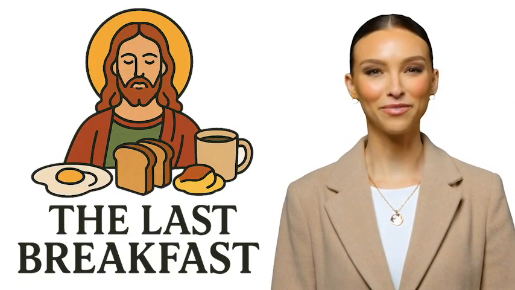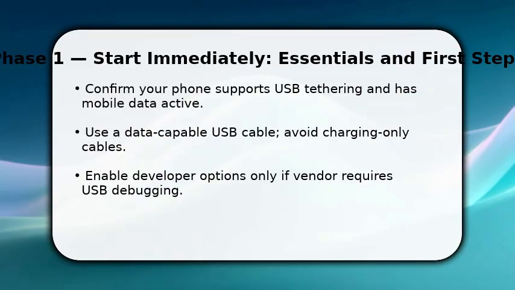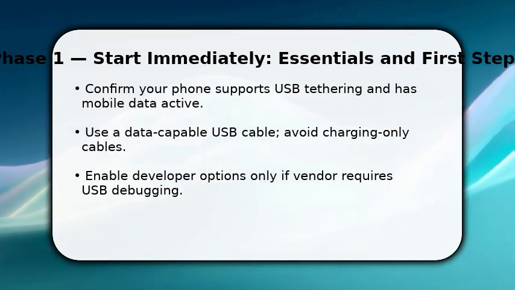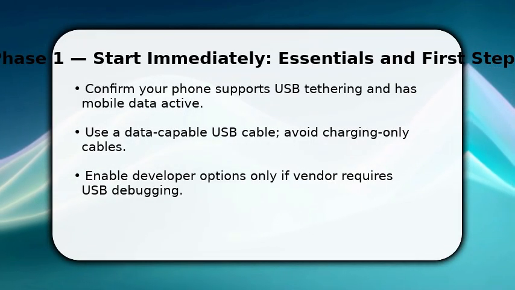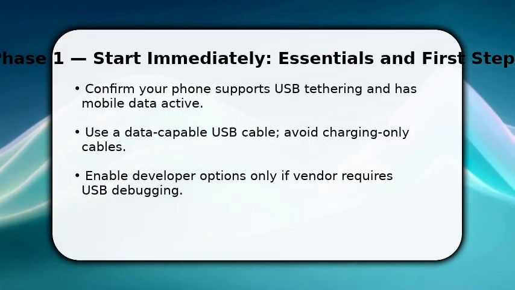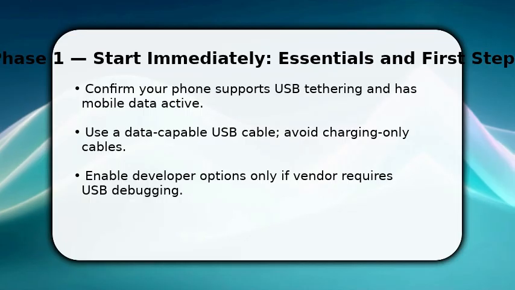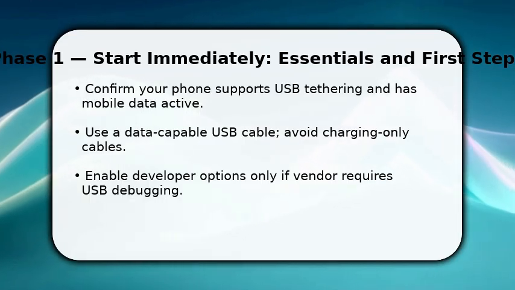Please enjoy the video. You start now, plug a data-capable USB cable from phone to laptop and keep both screens on. On the phone, open Settings and enable Mobile Hotspot or tethering, then switch on USB tethering. Once done, allow any permission prompts on the phone. You must accept connection or data sharing.